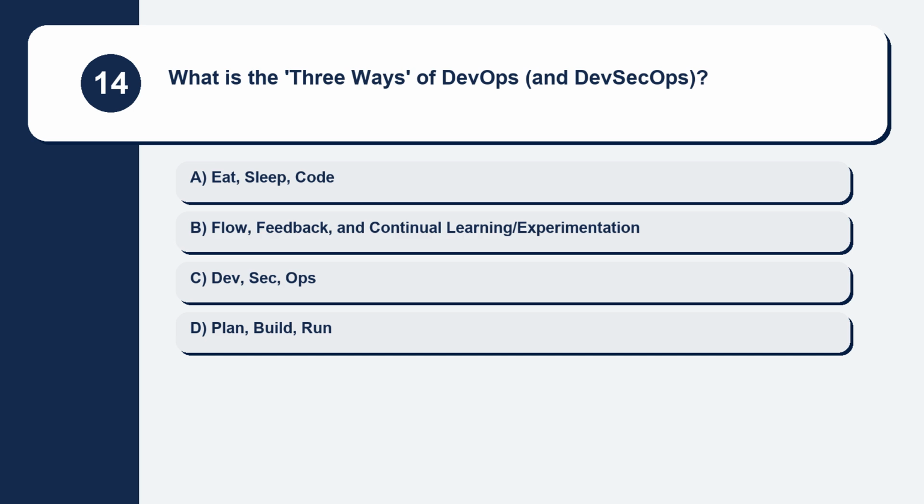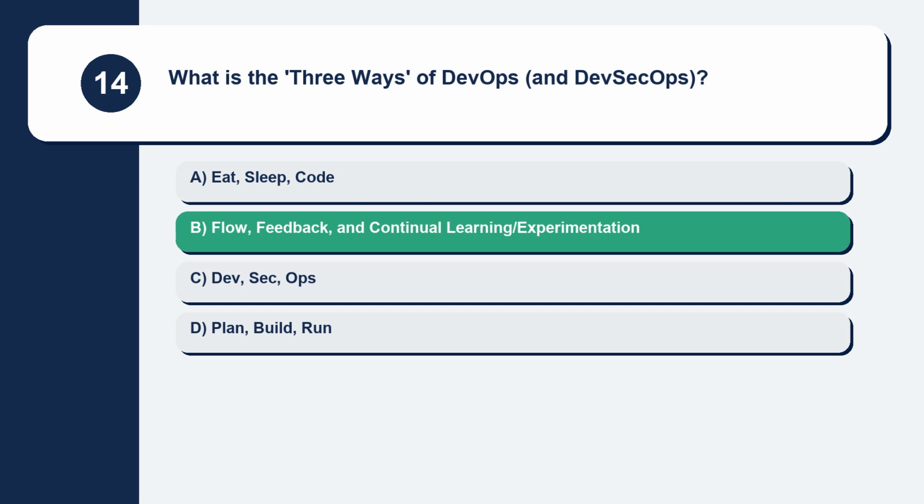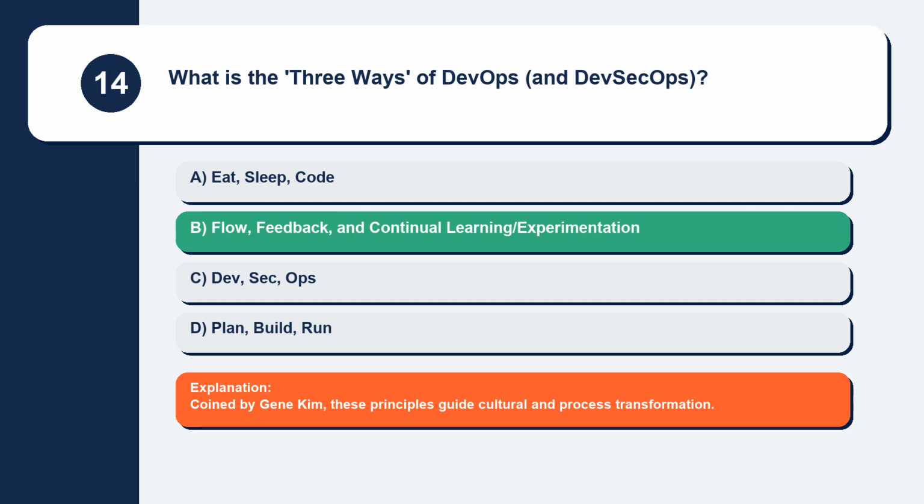Question 14. What are the three ways of DevOps and DevSecOps? Eat, sleep, code. Flow, feedback, and continual learning and experimentation. Dev, seconds, ops. Plan, build, run. Coined by Gene Kim, these principles guide cultural and process transformation.